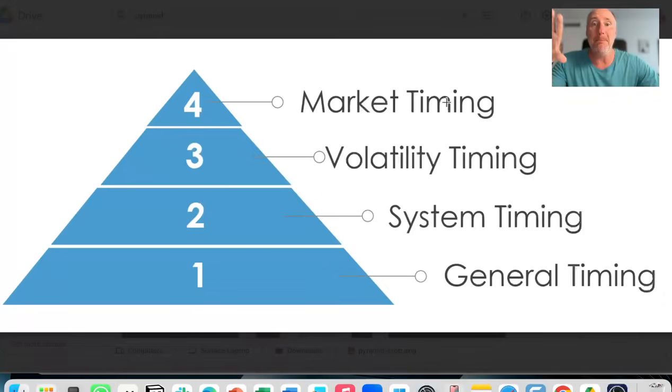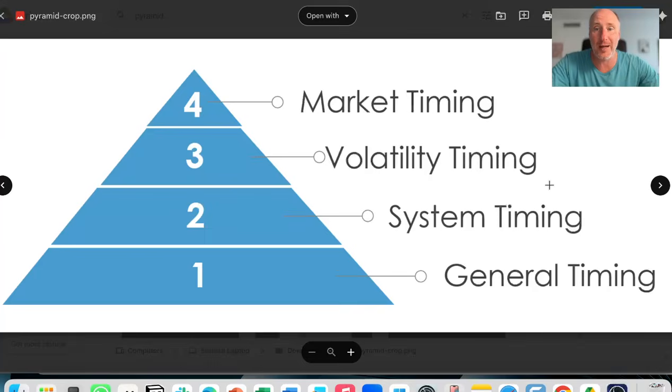We can also talk about this as market modalities or market qualities, market regimes. So you also need to make sure that you are timing in the proper market modality, market regime, and that's all about market timing. So you can see it's quite complex. To get rid of losing trades, you need to understand all those four levels. You need to understand general timing, system timing, volatility timing, and market timing.